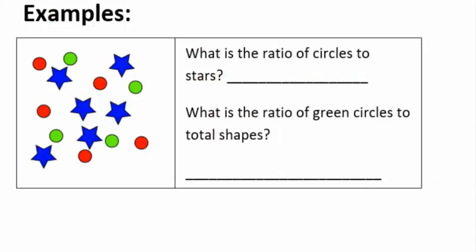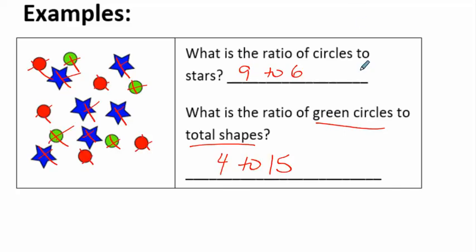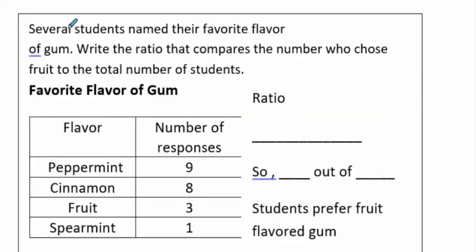All right, you do this next one by yourself. What is the ratio of circles to stars? And what is the ratio of green circles to total shapes? You need to look on my paper here to see which ones are green. It's not colored on yours. All right, check your answers. Okay, I just counted them as I went. I marked them off as I went. Okay. All right, let's look at the next one.